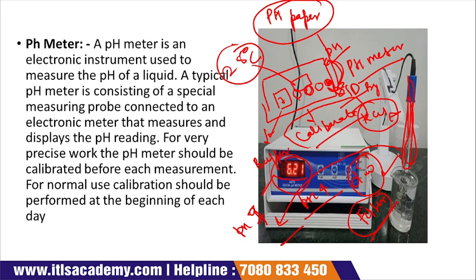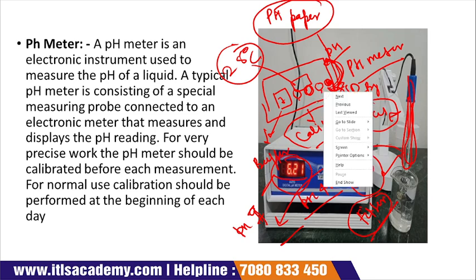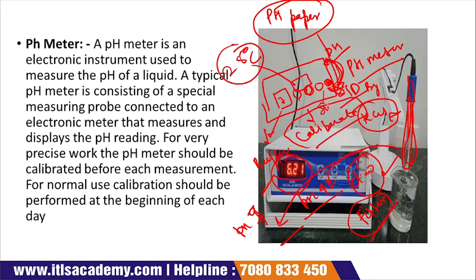Now we again wash the electrode with distilled water and wipe it with the filter paper. Now we put the electrode into a pH 4 buffer, and again we move the knob from standby to pH. Now we move the slope button and set the display to show pH 4. We stop it, and now our pH meter is calibrated.